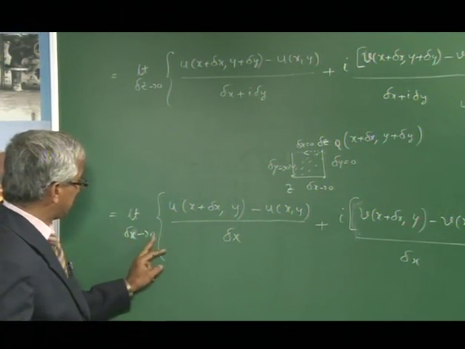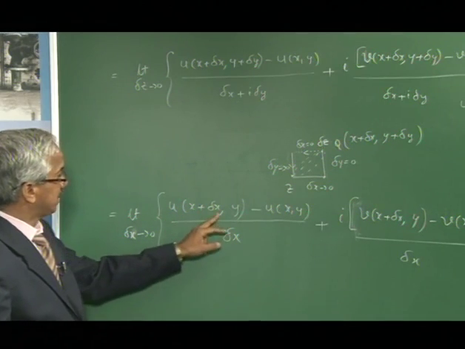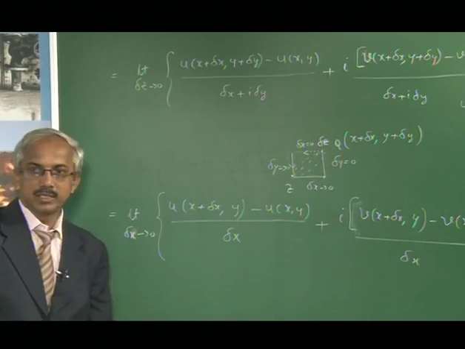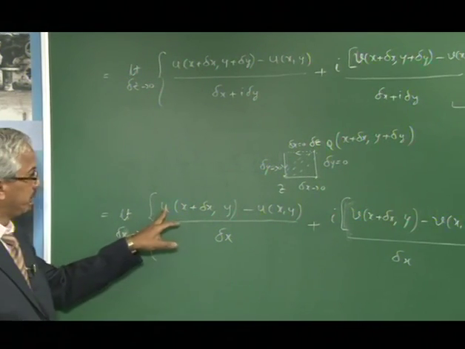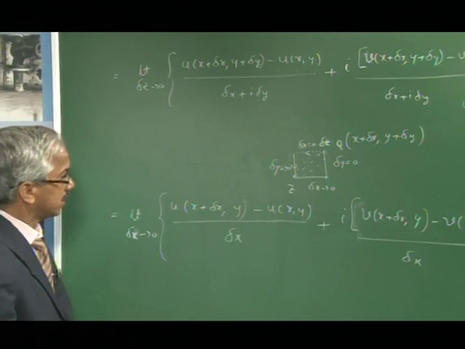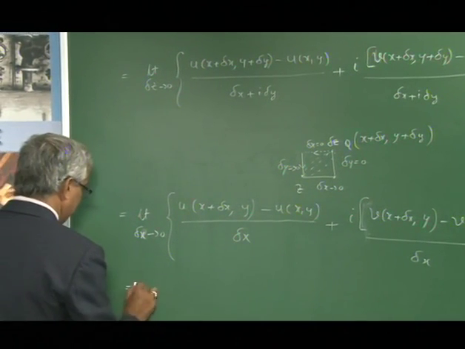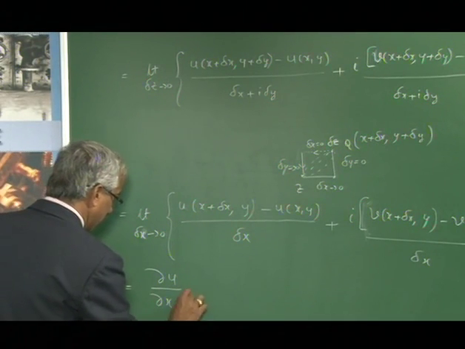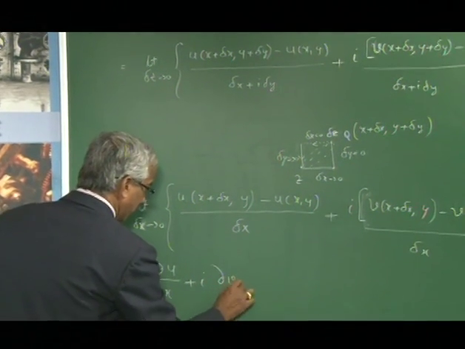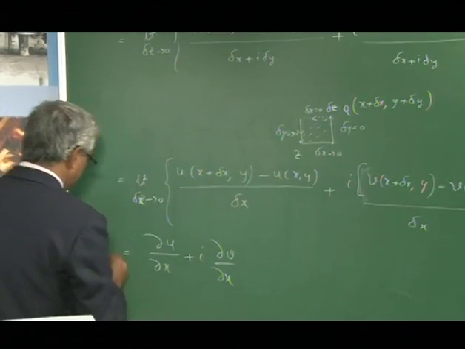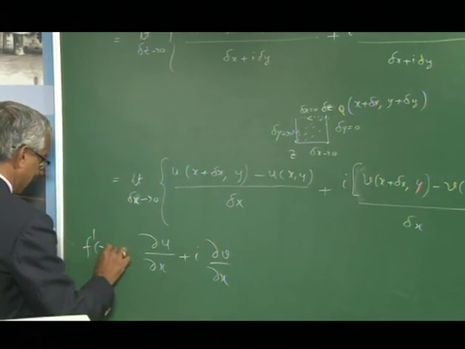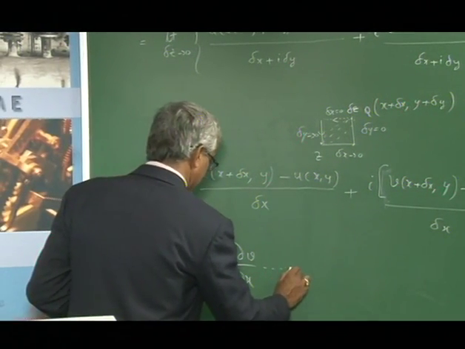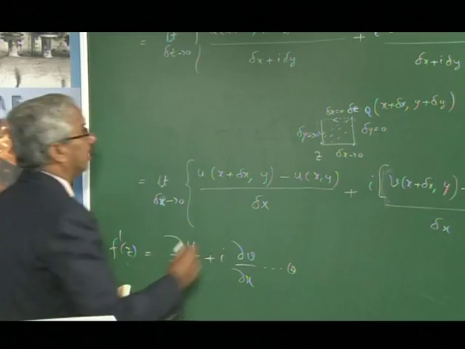As the limit Δx tends to 0, then [u(x+Δx, y) − u(x, y)] divided by Δx is nothing but the partial derivative of u with respect to x. That gives ∂u/∂x plus i into ∂v/∂x. This is f'(z). Therefore, I will take this one as equation 2 for this case.